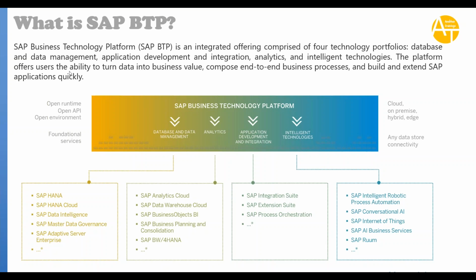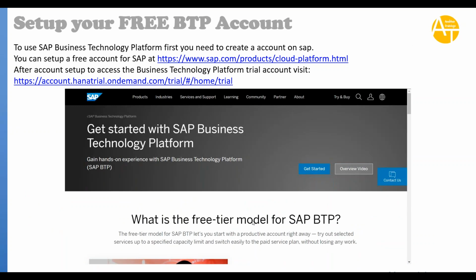The platform offers users the ability to turn their data into business value, compose end-to-end business processes and build and extend SAP applications quickly. So this is the big portfolio. It's a very big platform. It's a platform as a service. Now, in order to use a cloud connector, you need to set up your BTP account. So after you set up your BTP account, then you can configure your cloud connector.